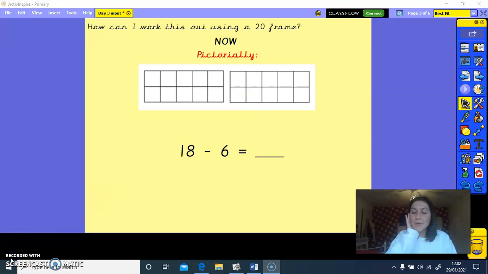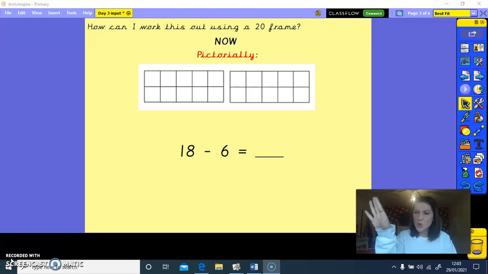Guys, I hope you enjoyed doing that practically. We are now going to be applying the same concept and the same way of working out subtraction with a 20 frame, but doing this pictorially, so through picture. A little bit similar to yesterday, where we crossed out in the then box.